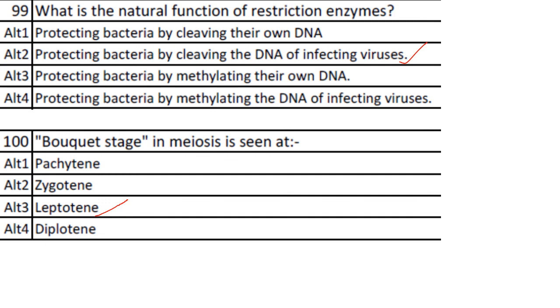Then bouquet stage in meiosis is seen at. So during the leptotene stage of meiosis, the telomeres of all the chromosomes converge towards the nuclear membrane and assume the shape of a bouquet. So hence the leptotene stage is called the bouquet stage. So the answer is option 3, leptotene, or option C.